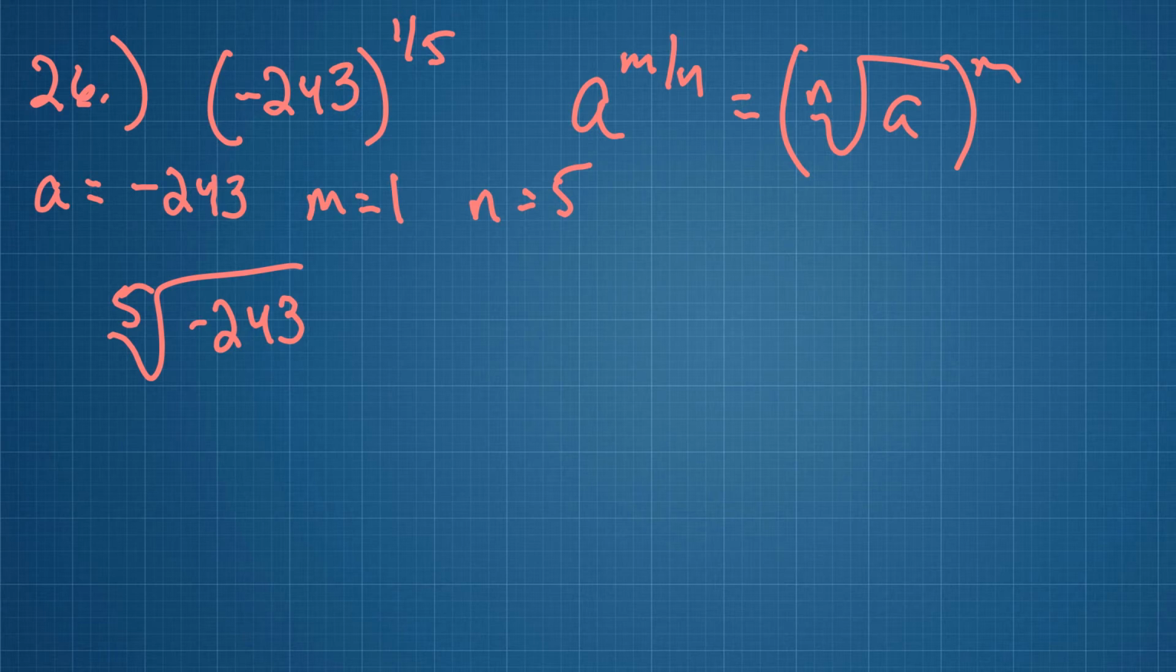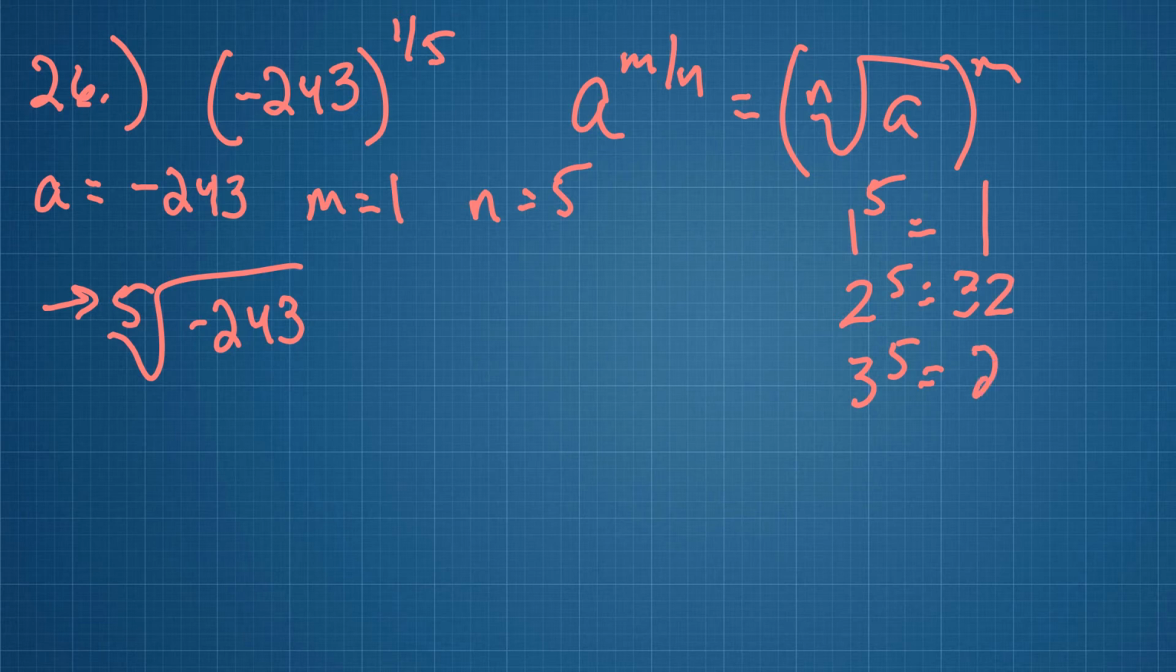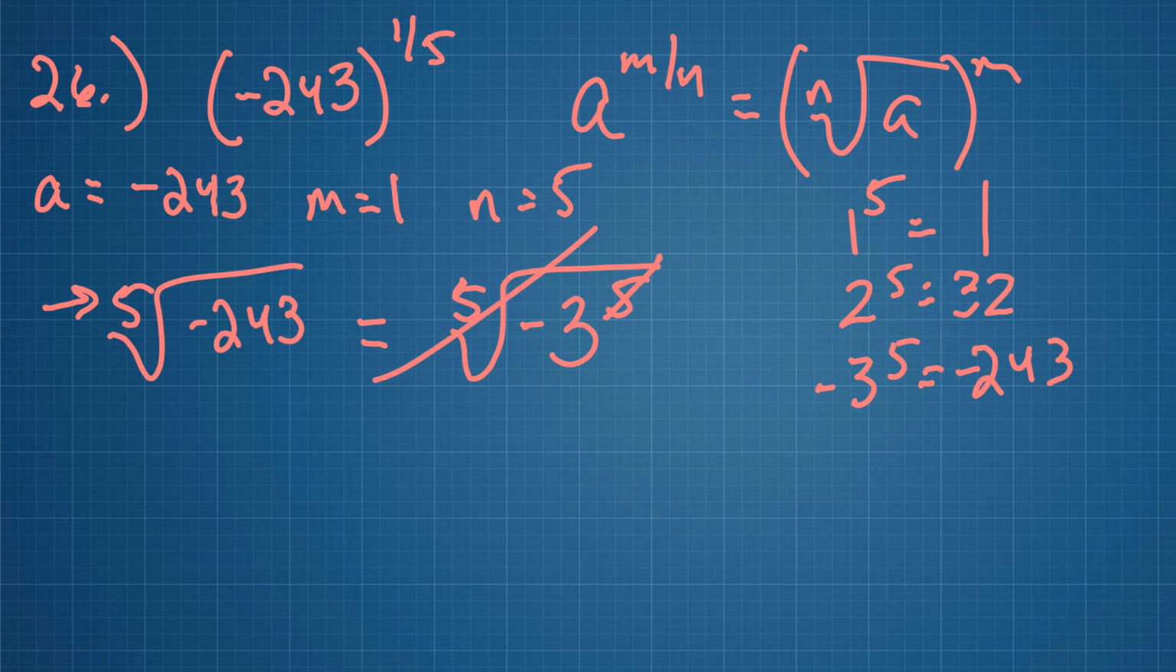Now, I'm going to write stuff to the 5th power because the index right here is 5. So I say 1 to the 5th is 1, 2 to the 5th is 32, 3 to the 5th is 243, which makes negative 3 to the 5th negative 243. So I rewrite this as the 5th root of negative 3 to the 5th. The 5's cancel. My final answer is just negative 3. That's it.